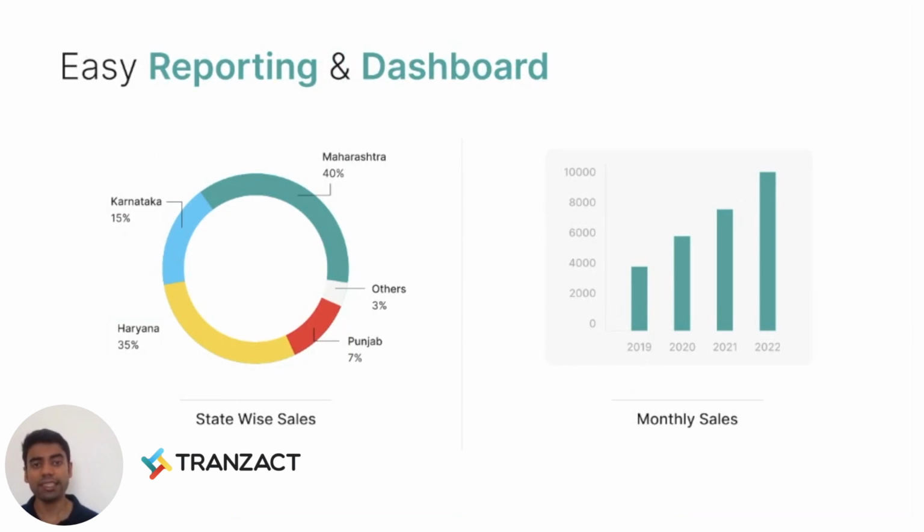TranZact also has an advanced business intelligence and reporting module. We provide more than 70 reports across sales, purchase, inventory, production, and accounts. You can use graphs and charts to easily visualize how your business is performing. You can also download these reports in Excel.